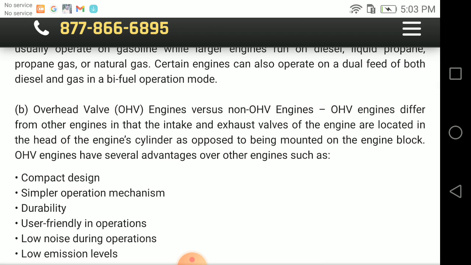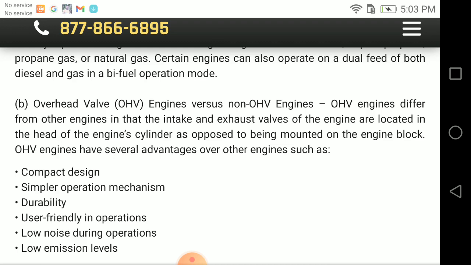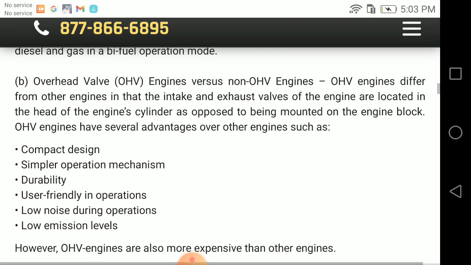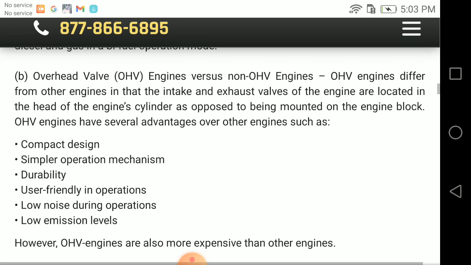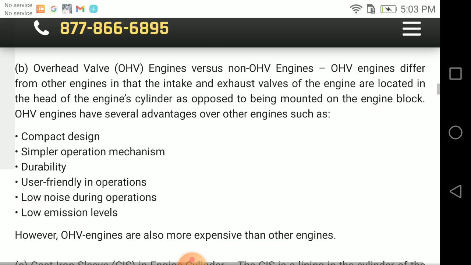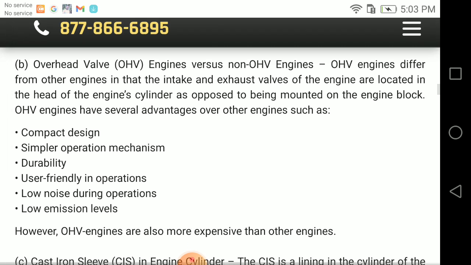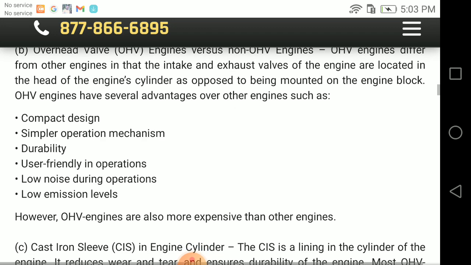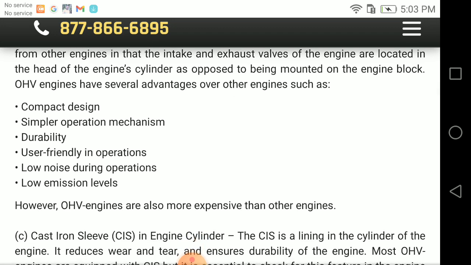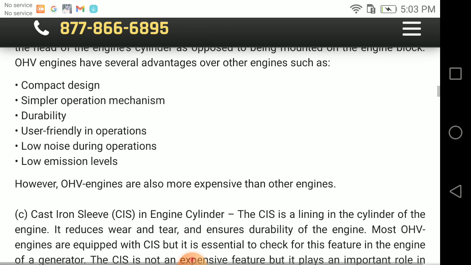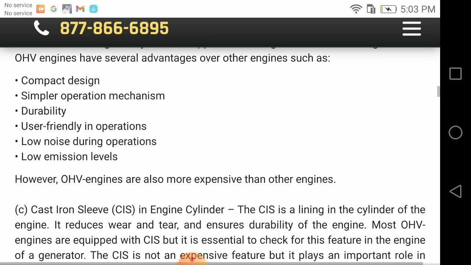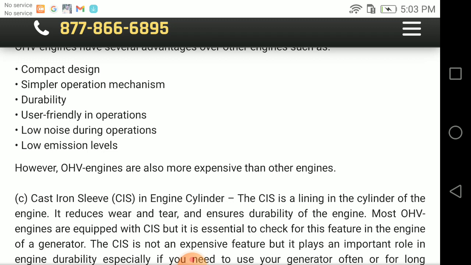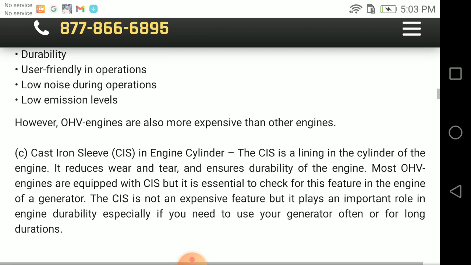Overhead valve: OHV engines versus non-OHV engines. OHV engines differ from other engines in that the intake and exhaust valves of the engine are located in the head of the engine cylinder as opposed to being mounted on the engine block. OHV engines have several advantages over the other engines such as compact design, simpler operation mechanism, durability, user-friendliness in operation, low noise during operation, and low emission levels. However, OHV engines are also more expensive than other engines.